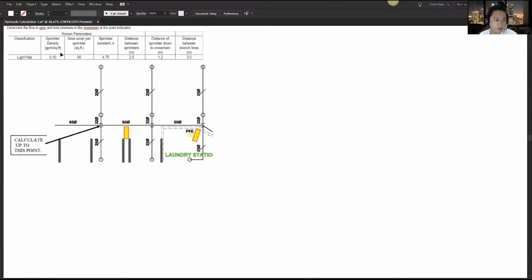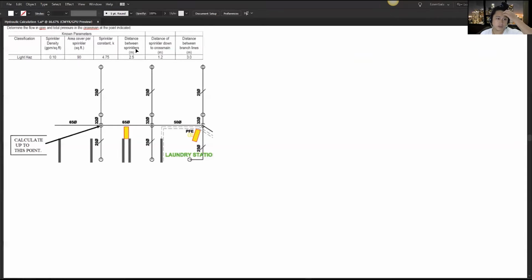We're provided with known parameters, so the classification of our occupancy in the problem is light hazard. There are different hazards: light, ordinary. It depends on the occupancy. There's the sprinkler density, which is 0.10 gallons per minute per square foot. Area covered per sprinkler is 90 square feet. Sprinkler constant K is 4.75. It's given. It actually depends on what type of sprinkler you will be using in your sprinkler system. That can be found in the manufacturer's technical data sheet.